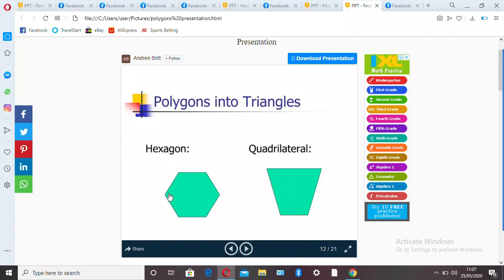A 6-sided polygon is called a hexagon. A 5-sided polygon is called a pentagon. Is that okay? All right, then on and on.